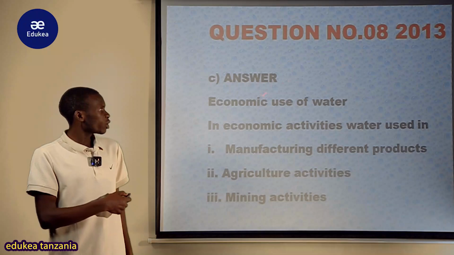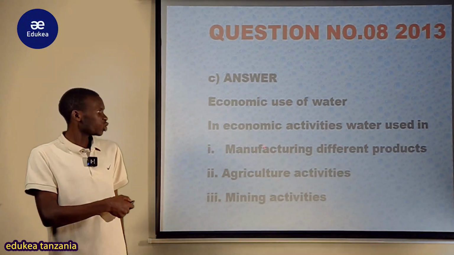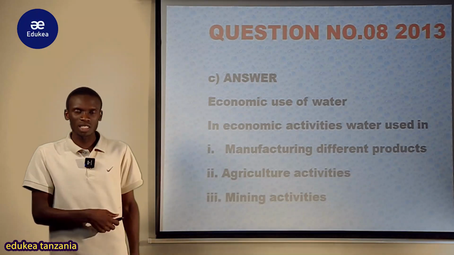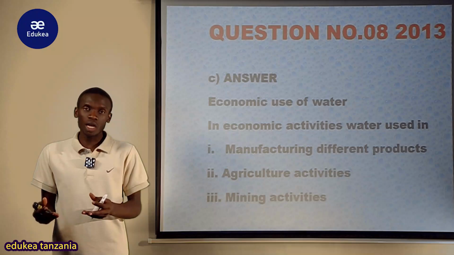Another part was the economic use of water. There are many economic uses of water. For example, water is used in the manufacturing of different products. In industries they use water to manufacture different products.